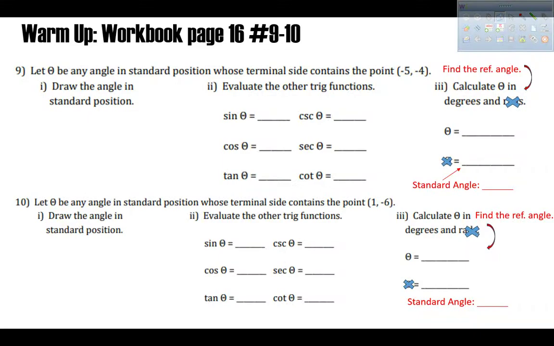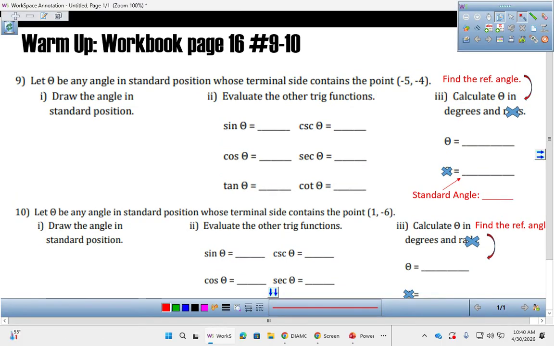All right, but this is what we did in class on Tuesday. So it says we want to draw the angle in standard position. So I'm thinking I've got a coordinate graph, and I'm going to graph the point -5, -4. In terms of plotting that point, -5, -4 is here.